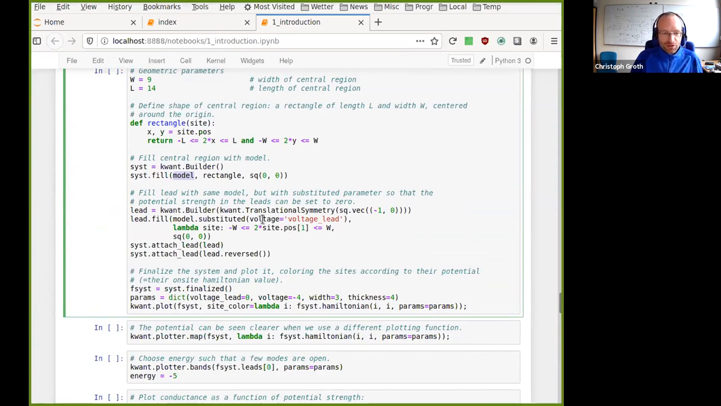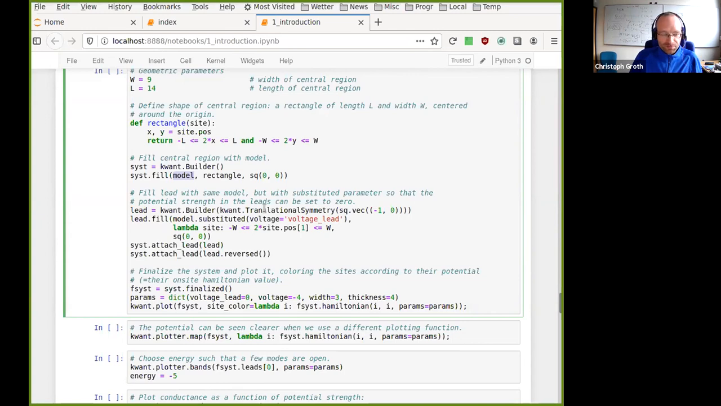And if voltage were constant and non-zero, we would have some non-zero value of voltage in the leads. What would actually happen is that Kwant evaluates the Hamiltonian at some point in space. It will be somewhere around the origin, and then it assumes that it must be translationally symmetric, and so it assumes that this potential will be like this in all of the leads according to the translational symmetry.